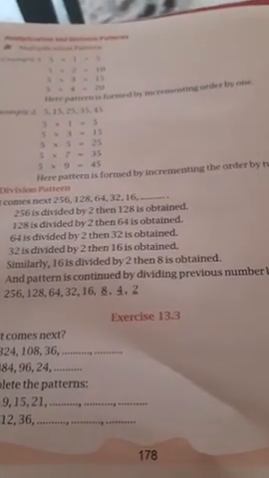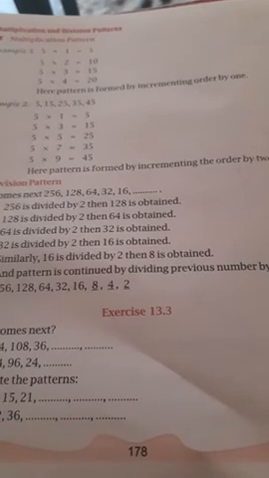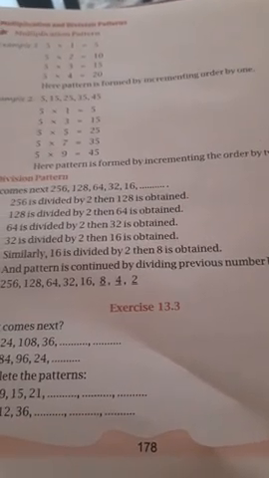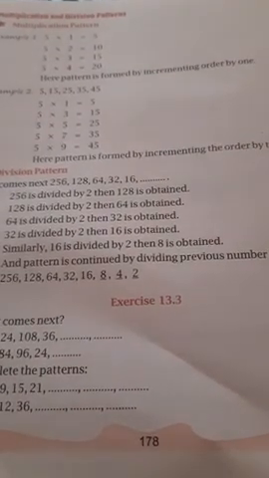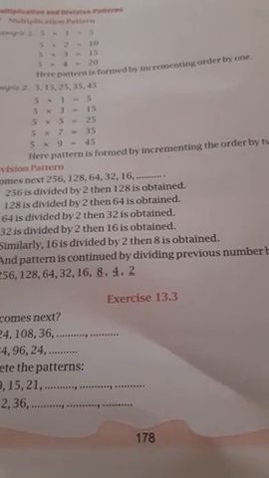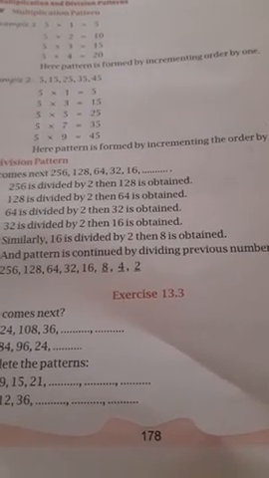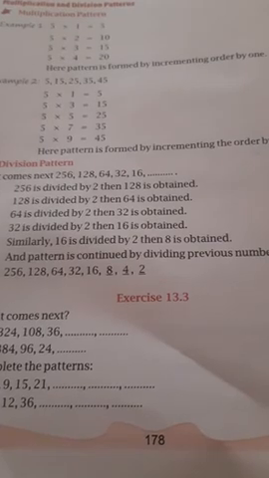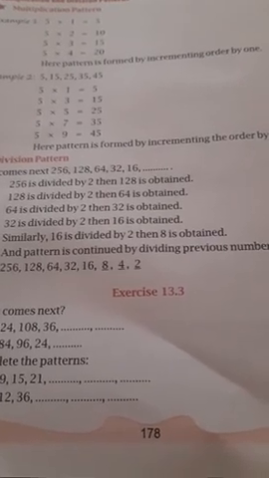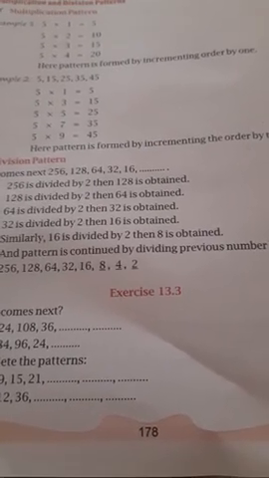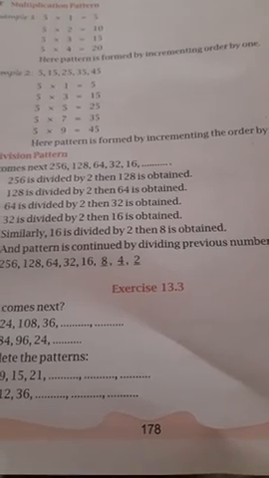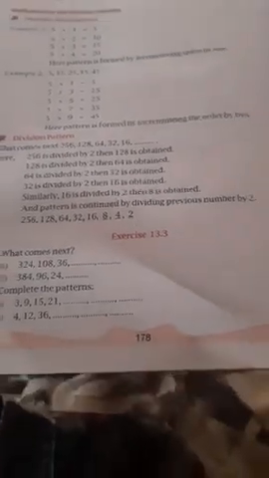5, 15, 25, 35 and 45. Then 5 multiplied by 1 is equal to 5. 5 multiplied by 3 is equal to 15. 5 multiplied by 5 is 25. 5 multiplied by 7 is 35. And 5 multiplied by 9 is 45.